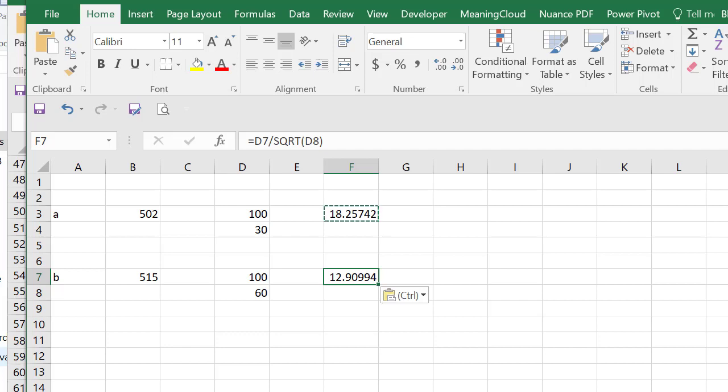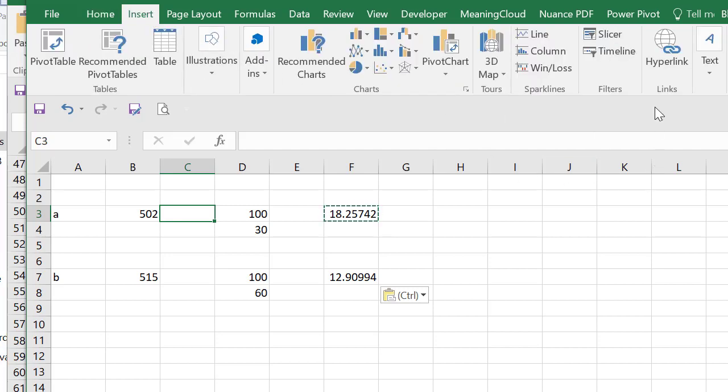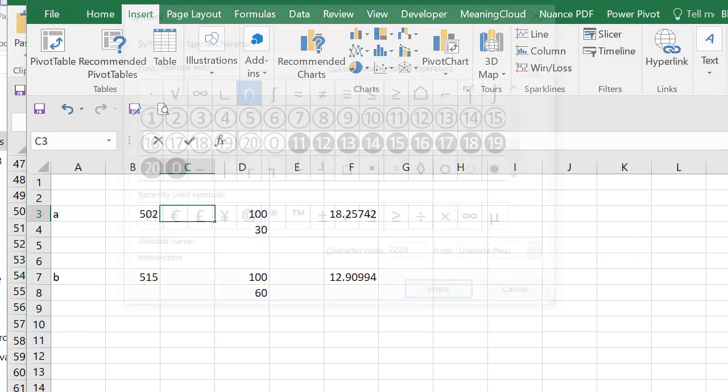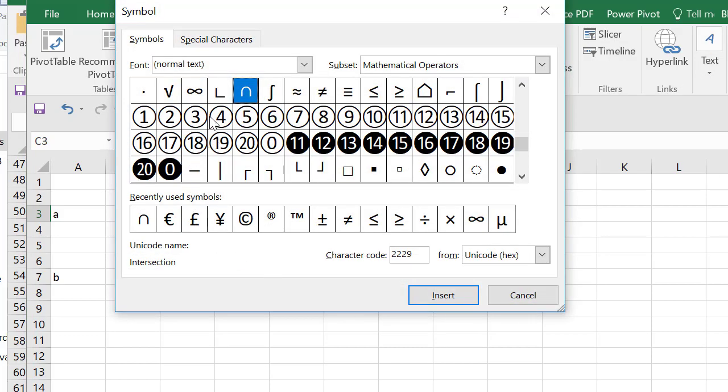this down, and notice it's D7 divided by the square root of D8, which is 12.90. Okay, and I probably should label these. If I were turning this in, you would probably go to the insert, and you'd insert a symbol, and you'd find sigma.